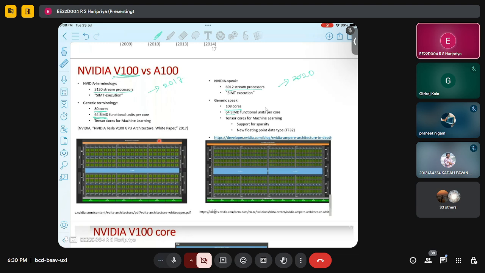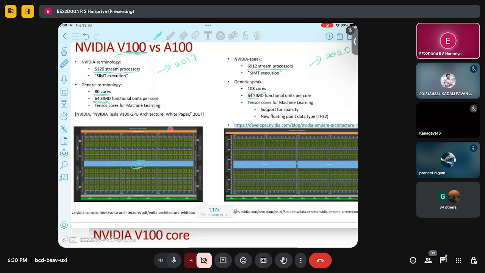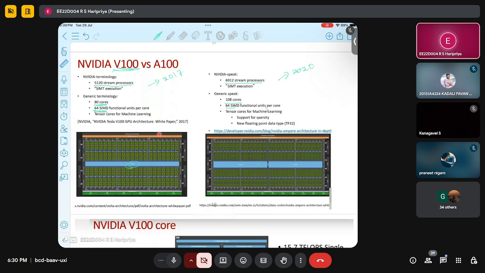And here we have an L1 cache, and L2 cache. Here the L2 cache is split, which is the difference between the Volta series and the Ampere series. In the Ampere series, the L2 cache is now in two banks.